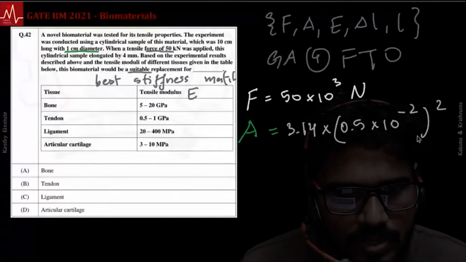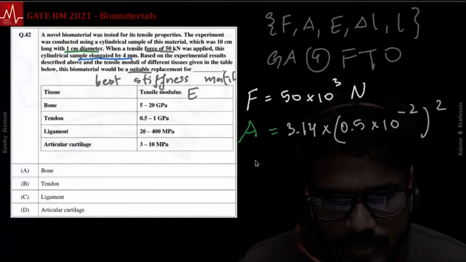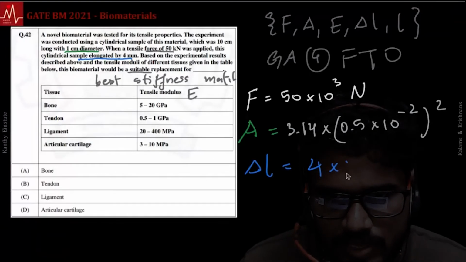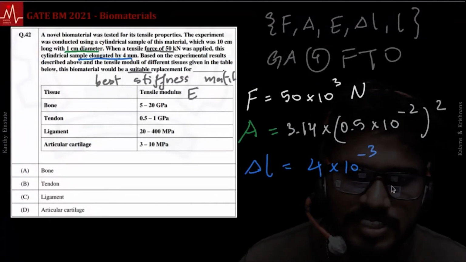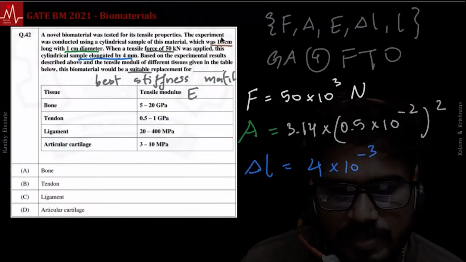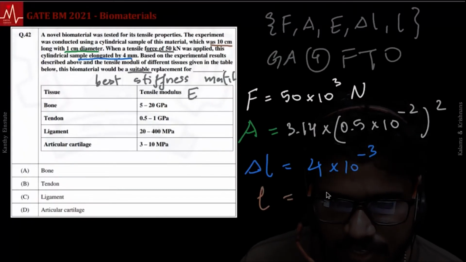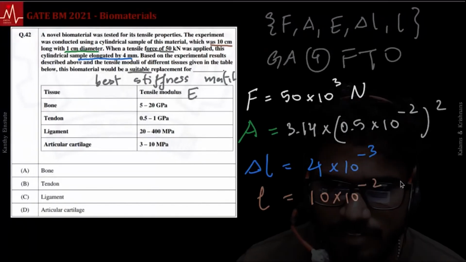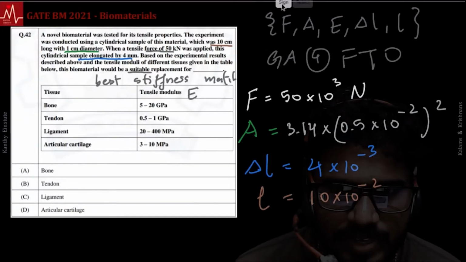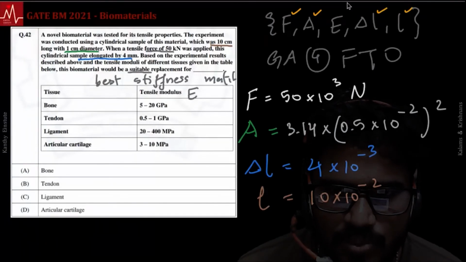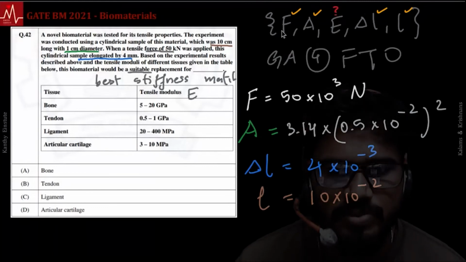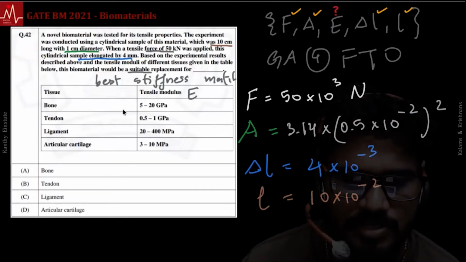The sample is elongated by 4 mm, so del L is 4, which in SI is 4 into 10 power minus 3 meters. It was 10 centimeters long, so L is 10 into 10 power minus 2 meters. Have they given any four? Yes. They have given you F, A, del L, and L. They are asking what this E, this Young's modulus, is. Quickly find it and see where the best match is.